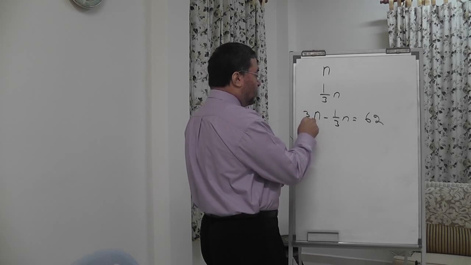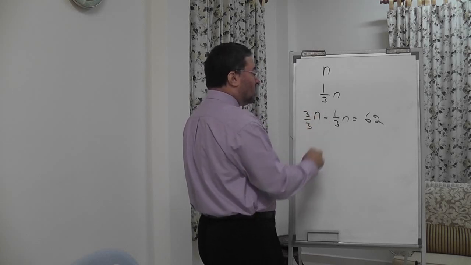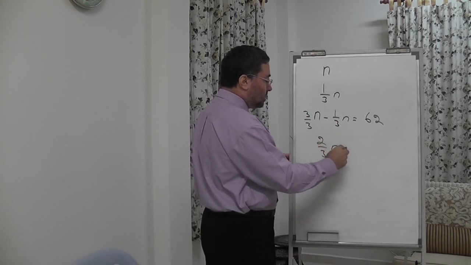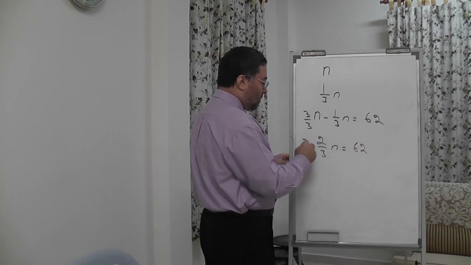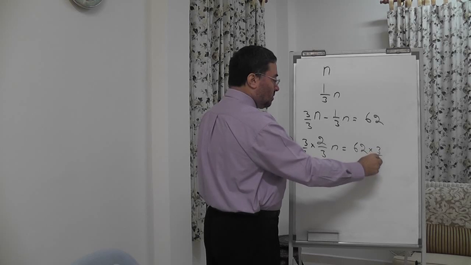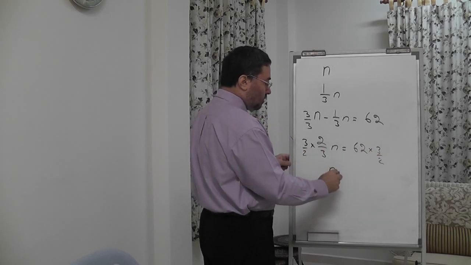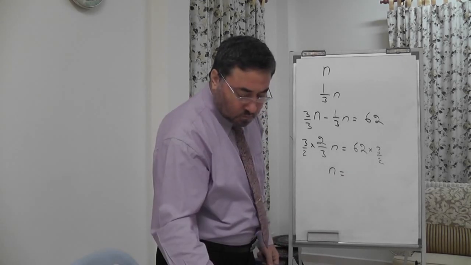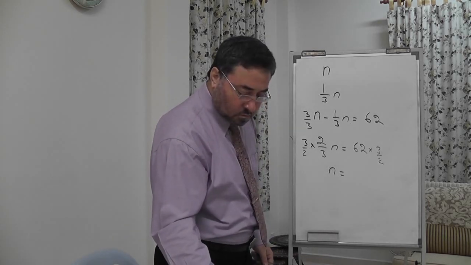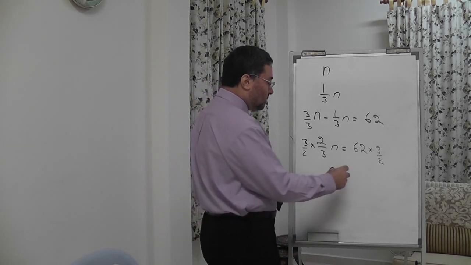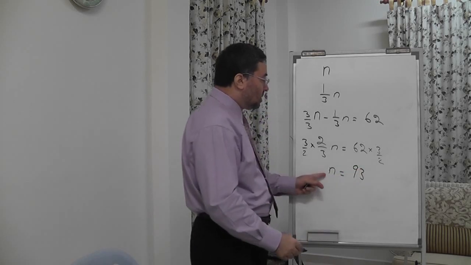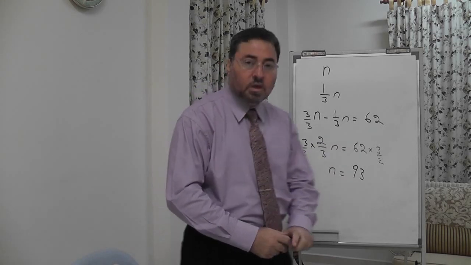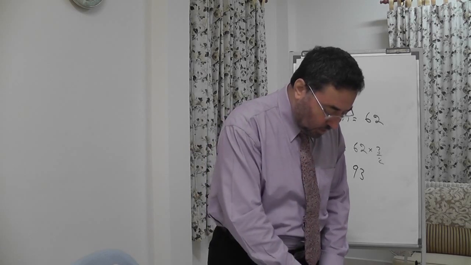So here is 3/3n. We subtract 1/3 from 3/3, and that will be 2/3. 2/3n is equal to 62. We multiply by 3/2. This will give us 1n. And here 62 times 3 divided by 2, and that's 93. So this is the number. If you decrease 1/3 of the number from 93, you will get 62, and that will be a way to check our work. Number 29.